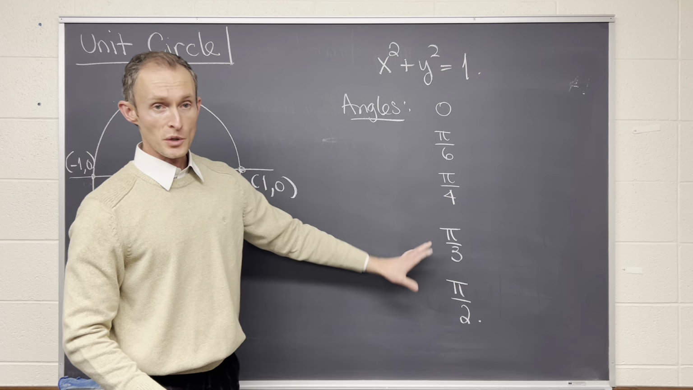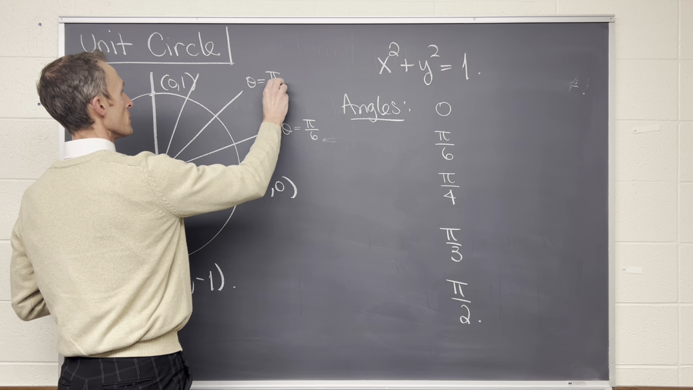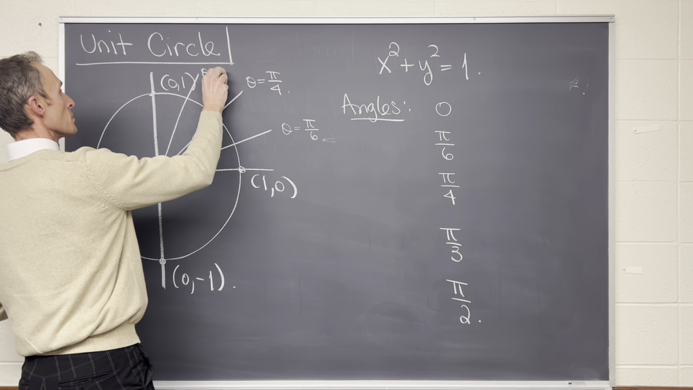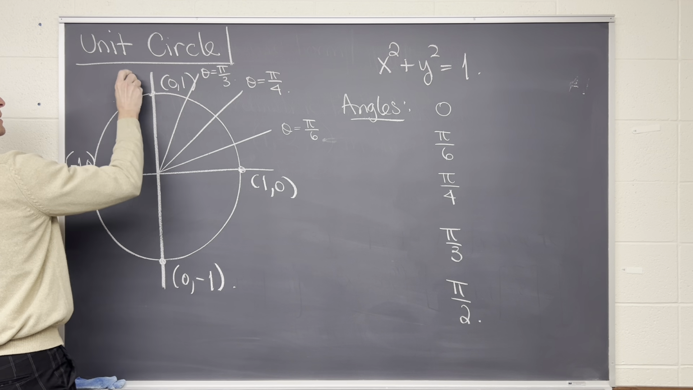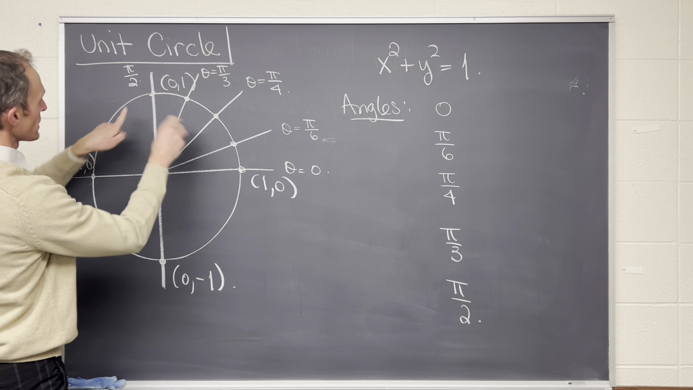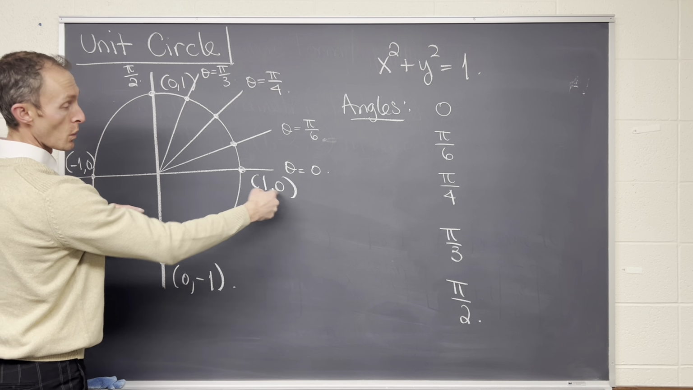So this would be something like theta is equal to pi over 6. This one is theta equals pi over 4. This one is theta equals pi over 3. The vertical one straight up the y-axis is pi over 2. And the horizontal one out here is theta equals 0. So we're only going to focus on those particular angles. Now for those angles, I have coordinates of these points on the unit circle. I already know these ones. I know that this one is (0, 1), and I know this one is (1, 0).